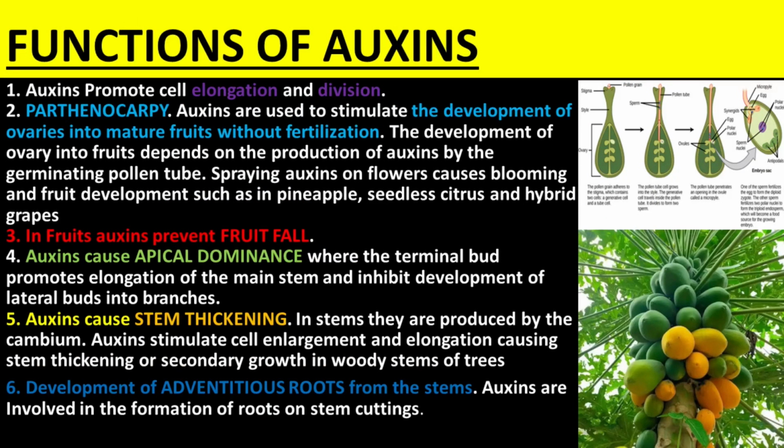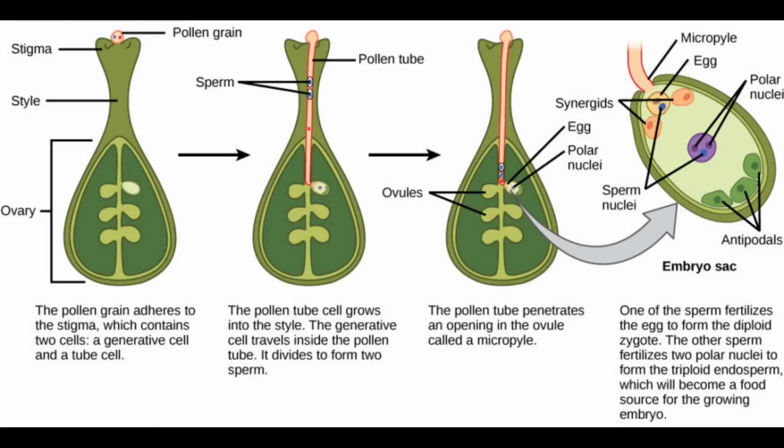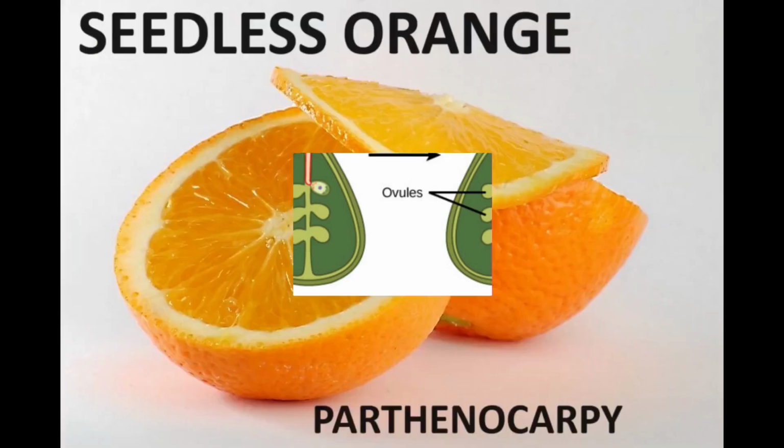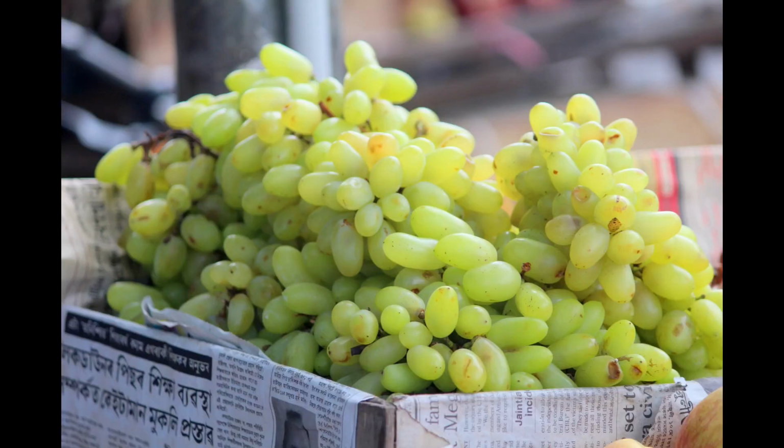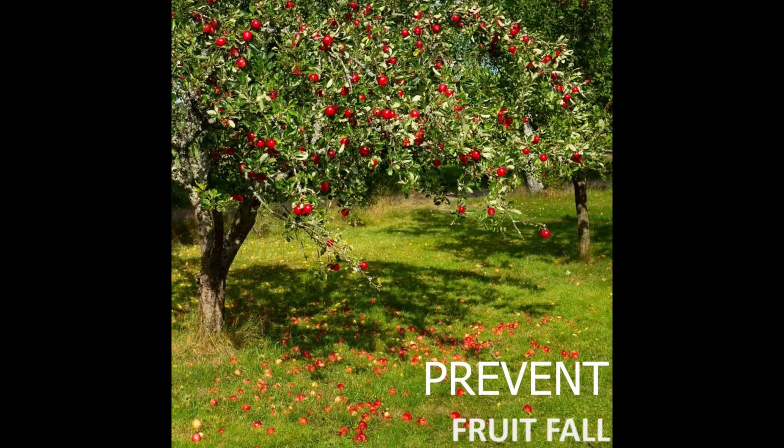Key functions of auxins. Auxins promote cell elongation and division. Parthenocarpy: auxins are used to stimulate the development of ovaries into mature fruits without fertilization. The development of the ovary into fruit depends on the production of auxins by the germinating pollen tube. Spraying auxins on flowers causes blooming and fruit development, such as in pineapple, seedless citrus, and hybrid grapes. In fruits, auxins prevent fruit fall.